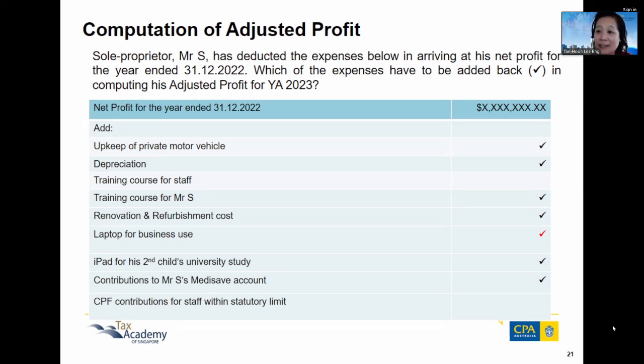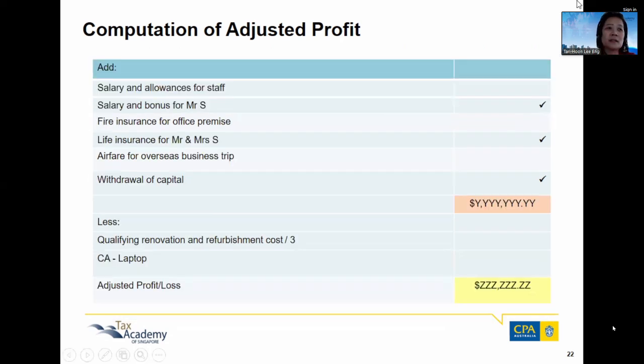Okay, this is another section. CPF contribution for staff within statutory limit. Okay, so it's nothing excessive. Yes, we can allow. This is all part of staff costs. Then we have allowance and salary for staff. Yes, staff costs allowable. Okay, salary and bonus for Mr. S. Again, his own salary cannot deduct.